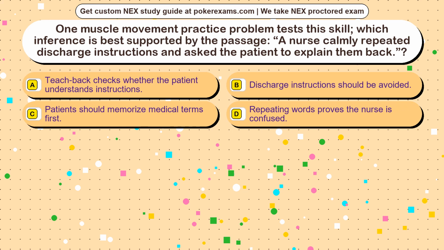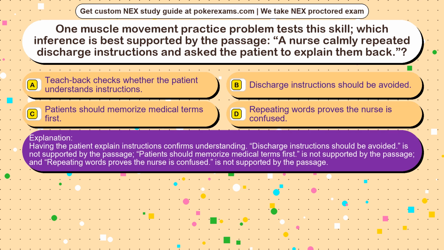The correct answer is option. Having the patient explain instructions confirms understanding. Discharge instructions should be avoided, is not supported by the passage. Patients should memorize medical terms first, is not supported by the passage, and repeating words proves the nurse is confused, is not supported by the passage.